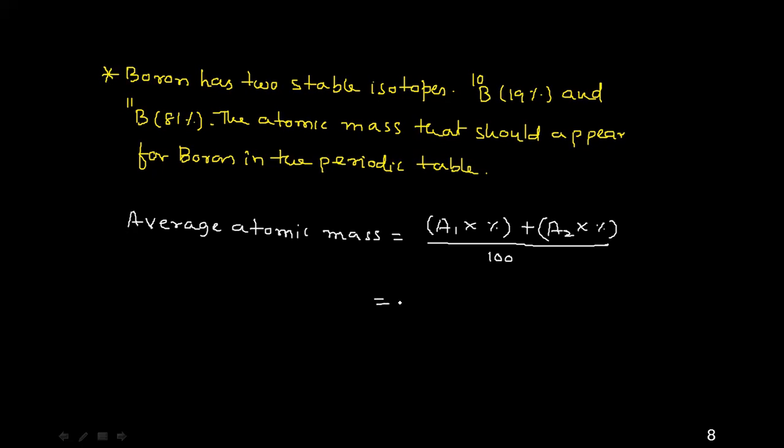So now coming to the point. What is the atomic mass of the first isotope? That is 10, into 19, plus the second one is 11, percentage is 81, divided by total abundance, which is 100. On solving this, we will get 10.8.